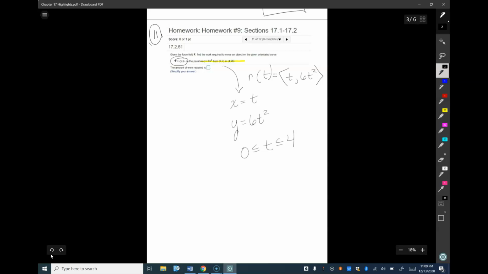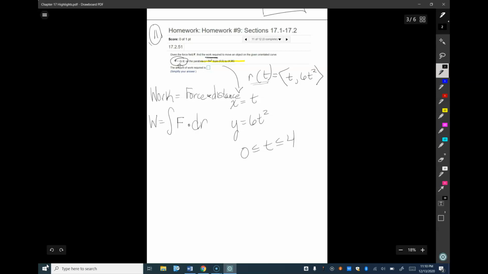The F in this case is a force field, and they're specifically asking us for work. So one of the things you might remember either from physics or calculus 2 is that work is equal to force times distance. But if that force is a variable force like we have here, we need to think of it as an integral of F dot dr.